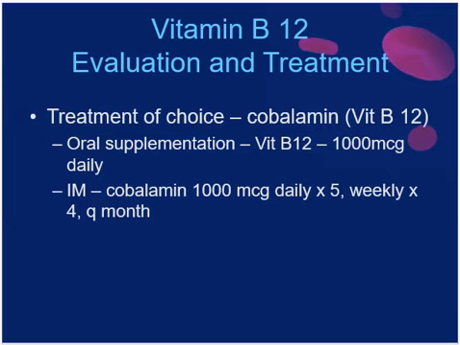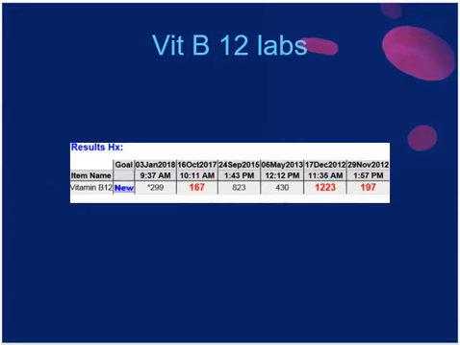Treatment of choice would be cobalamin, which is vitamin B12. You could start with oral supplementation, 1,000 micrograms daily, and I recommend finding a preparation that is sublingual. Have your patient put it underneath their tongue and let it dissolve. That offers better absorption. If you are feeling that your patient needs IM, depending on what the level is, you might try starting vitamin B12 daily for 5 days, then weekly for 4 weeks, and then every month. It's important to assess these labs about every 3 months, as we talked about with iron deficiency.